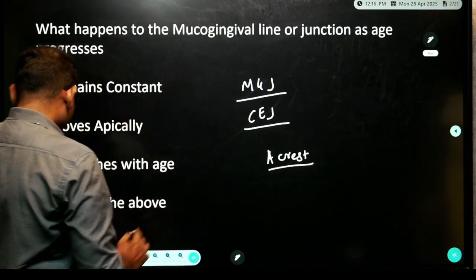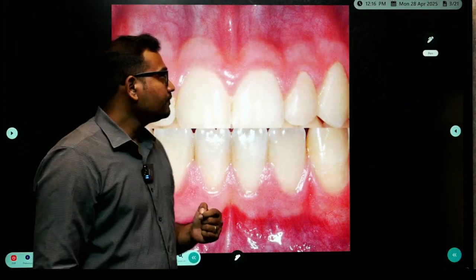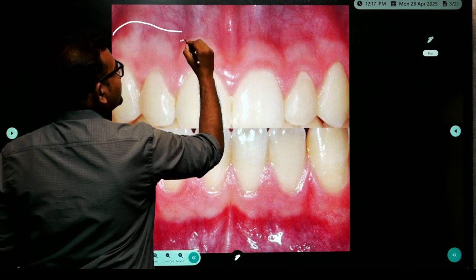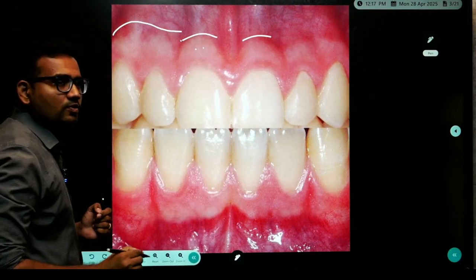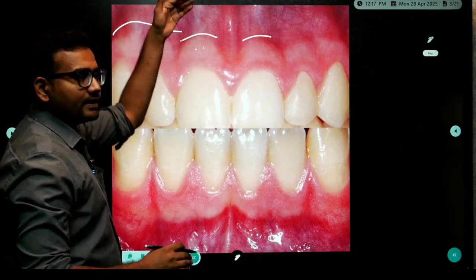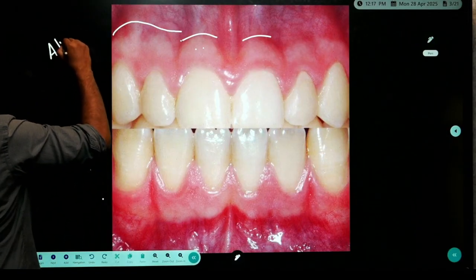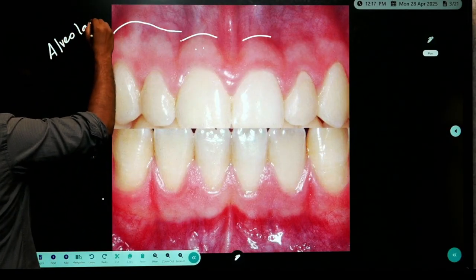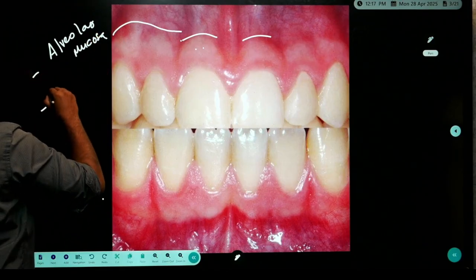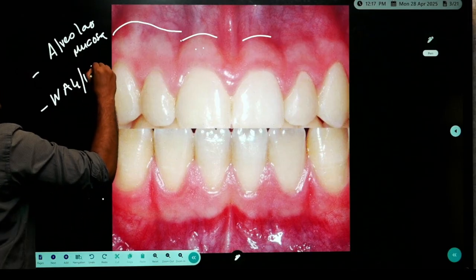Let me tell you a few significances of the mucogingival junction. You can see a clear demarcation, right? That is what we call the mucogingival line. Below the mucogingival line or junction, you see the alveolar mucosa. The mucogingival junction or line is also helpful to determine the width of attached gingiva and width of keratinized gingiva.